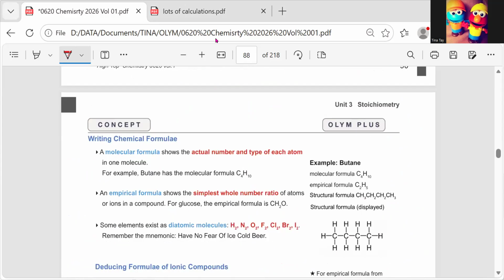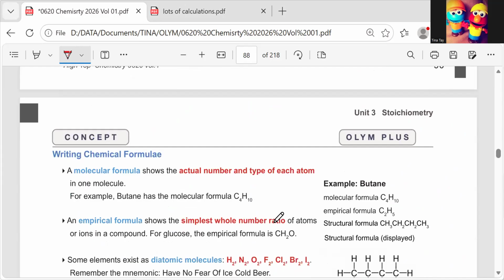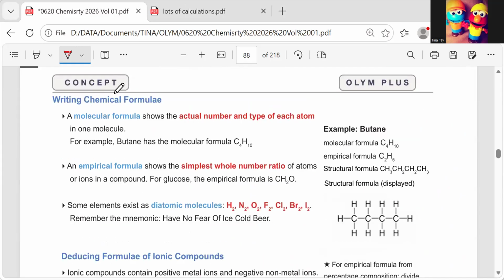So, for example, before we forget, remember the ones that I told you, the 7 good friends that are always double: H2, N2, O2, F2, Cl2, Br2, I2. Okay? When you write the formula, you must always write like this.